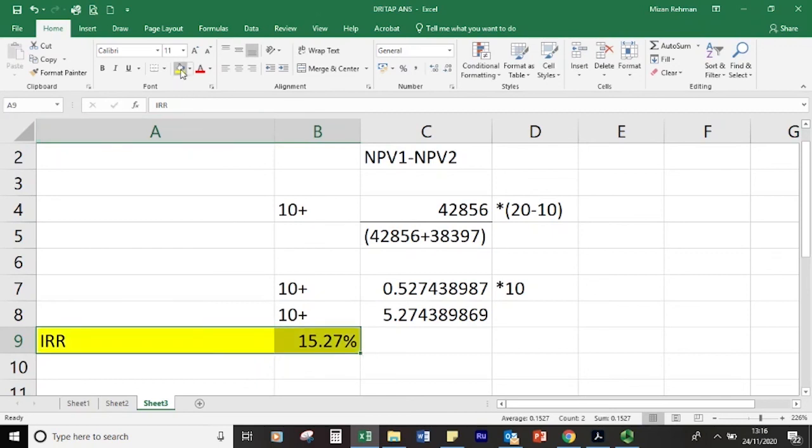So that's how you calculate IRR. You may be asked to calculate an NPV in an MCQ question, but not the full one. You'll be given NPVs of two projects and so on. So it is important that you understand this concept. That answers the technical part of this question.